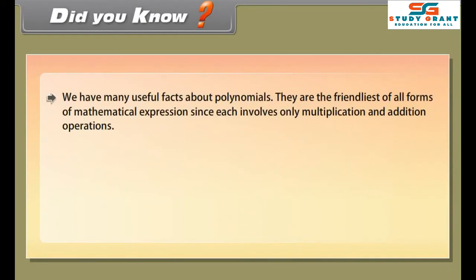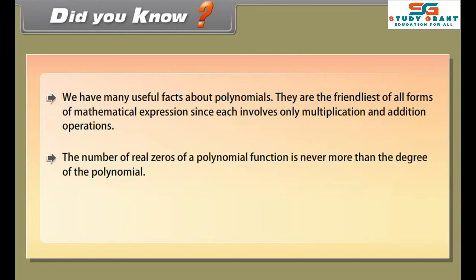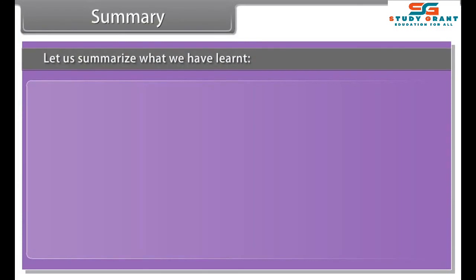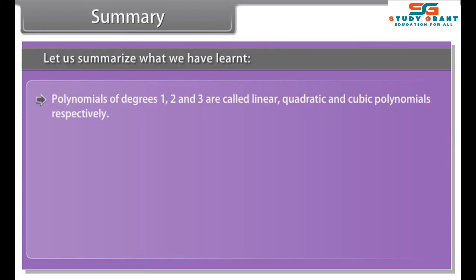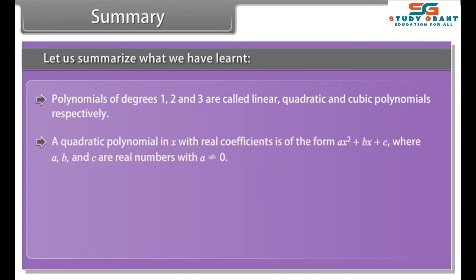Now to verify, let's see whether divisor into quotient plus remainder is equal to dividend or not. So, divisor into quotient plus remainder is equal to (minus x square plus x minus 1) into (x minus 2) plus 3, which equals minus x cube plus x square minus x plus 2x square minus 2x plus 2 plus 3, which equals minus x cube plus 3x square minus 3x plus 5, which is equal to the dividend. Hence verified.